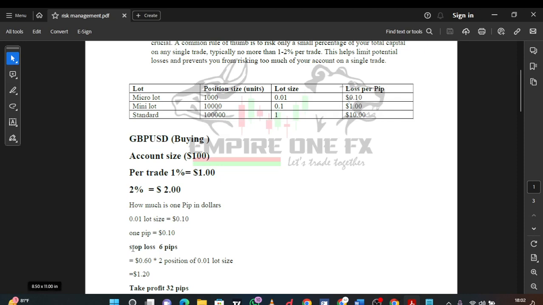So what is our stop loss? Stop loss size is going to be 6 pips. Okay, for example, let me say we have entered a trade. That is the GBP USD trade. And what would be your stop loss? Maybe our stop loss is 6 pips.